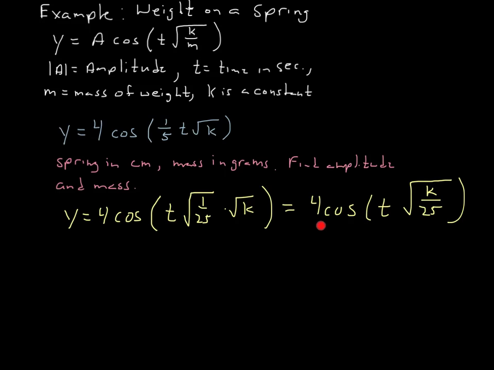Now, this particular function is in the form that they gave us in the problem. And so I can now identify the pieces of information I need to find. In this case, the amplitude is going to be 4 centimeters, and the mass is equal to 25 grams. Remember, the value in this formula, the denominator, the number underneath the k, is the mass. So in this case, the 25 is underneath that k, so that is the mass of that object, the weight in grams.